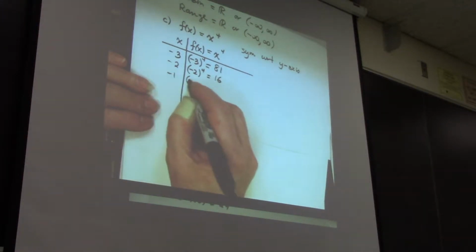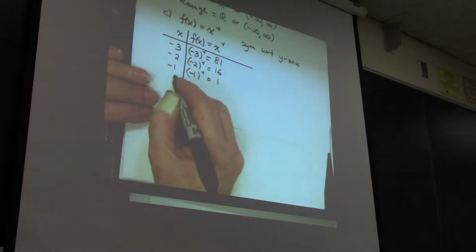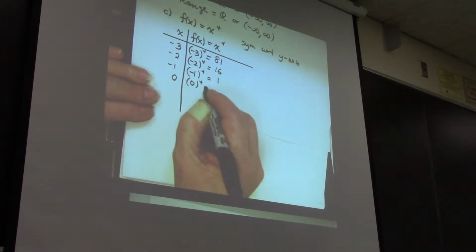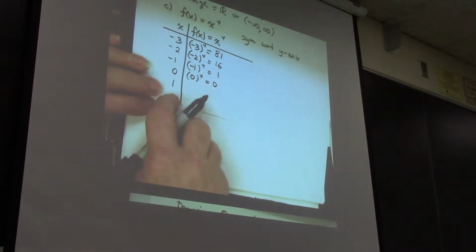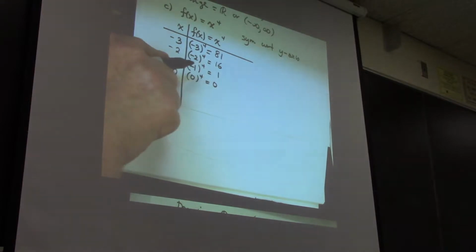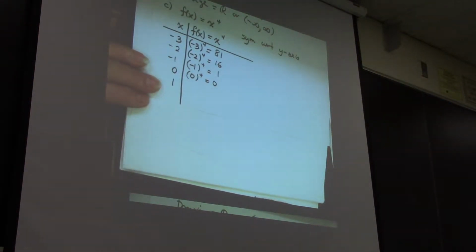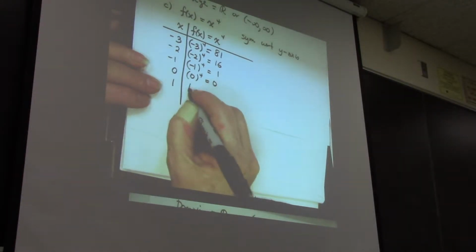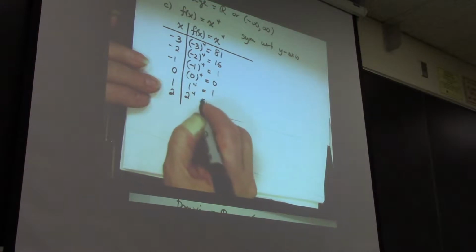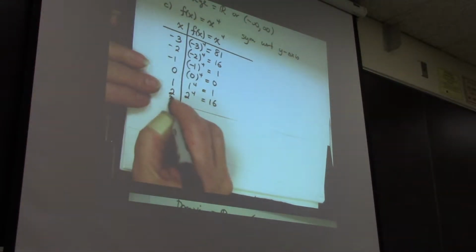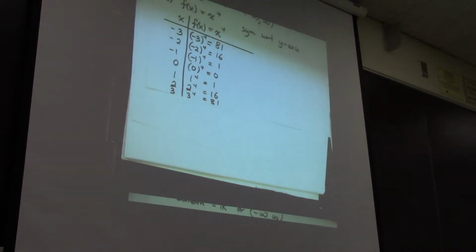At negative 1, negative 1 to the fourth is 1. At 0, 0 to the fourth is 0. Now, because of symmetry, when I plug in 1 and when I plug in negative 1, I get the same y value. They're mirror images across the y-axis, which we see is true. 1 to the fourth is 1. At 2, we got 2 to the fourth, or 16. At 3, we got 3 to the fourth, or 81, which I won't reach that high.